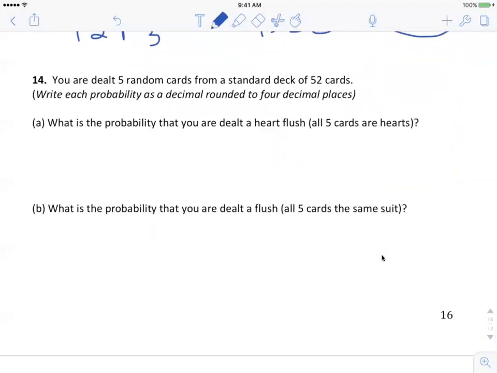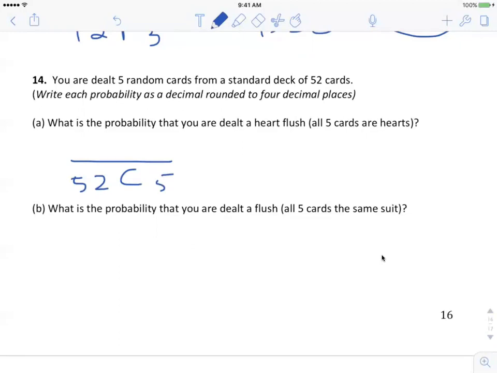Okay, let's try one more here for this video. You're dealt 5 cards from 52. What's the probability that you're dealt a heart flush? Okay, so fraction time, because it's probability. How many total ways are there to choose 5 cards from 52? It's 52 choose 5. I'm using C here for this one because order does not matter. Right? All you're concerned about is if all the cards are hearts or not.